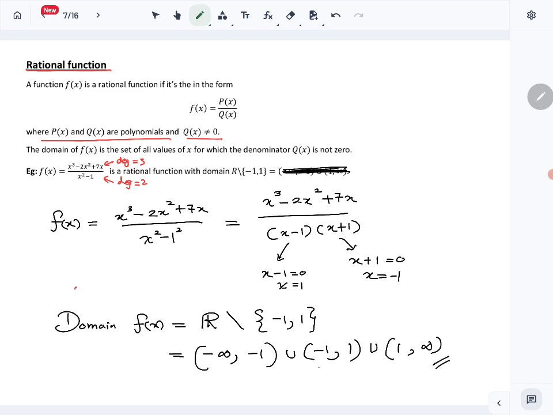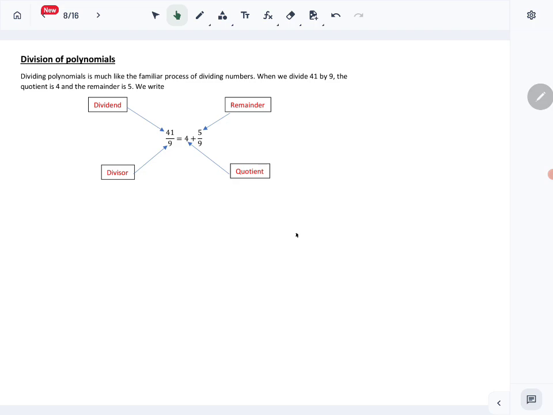Okay, so how to find the domain of a rational function should be clear. What should you do? Factor the denominator and get rid of any points where the denominator becomes 0, right? Okay, then now we can get into division of polynomials, the last algebraic operation for polynomials, right?